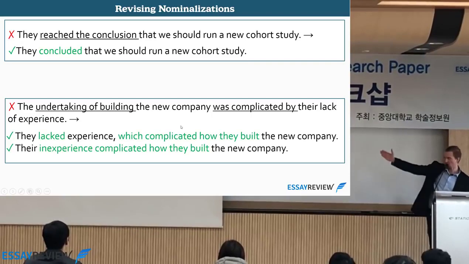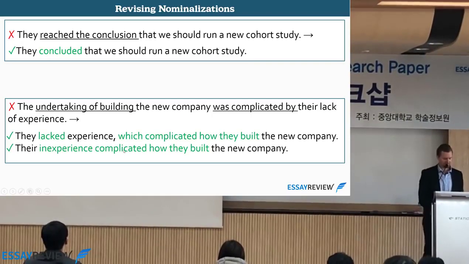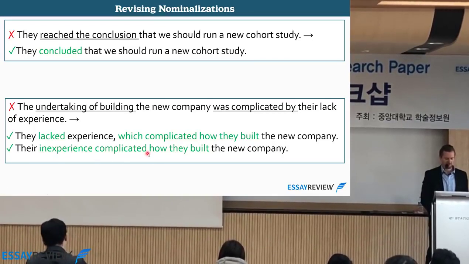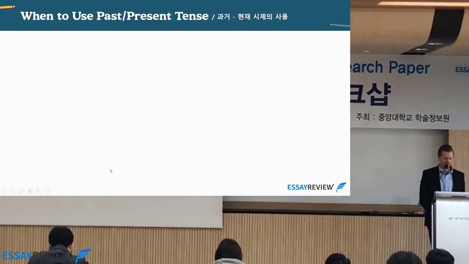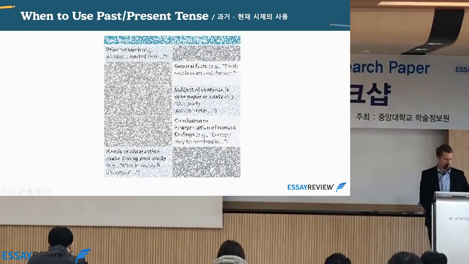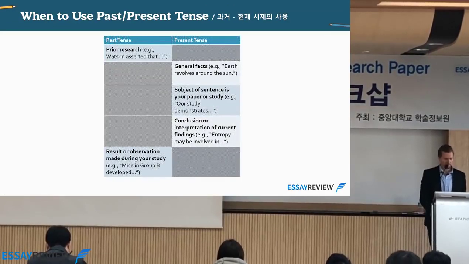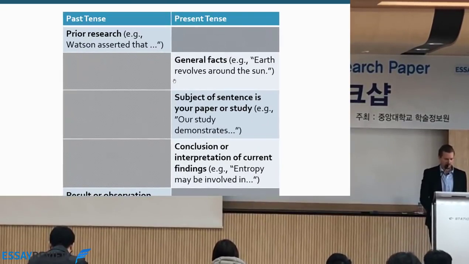So we split it into two clauses, or we can say, "Their inexperience complicated how they built the new company." I like the second one better, because complicated is doing more work in the middle. Their inexperience complicated the predicate. Okay, and last we'll just review past and present tense, when to use either. We've got about a minute before break, and then we'll give you 10 minutes.